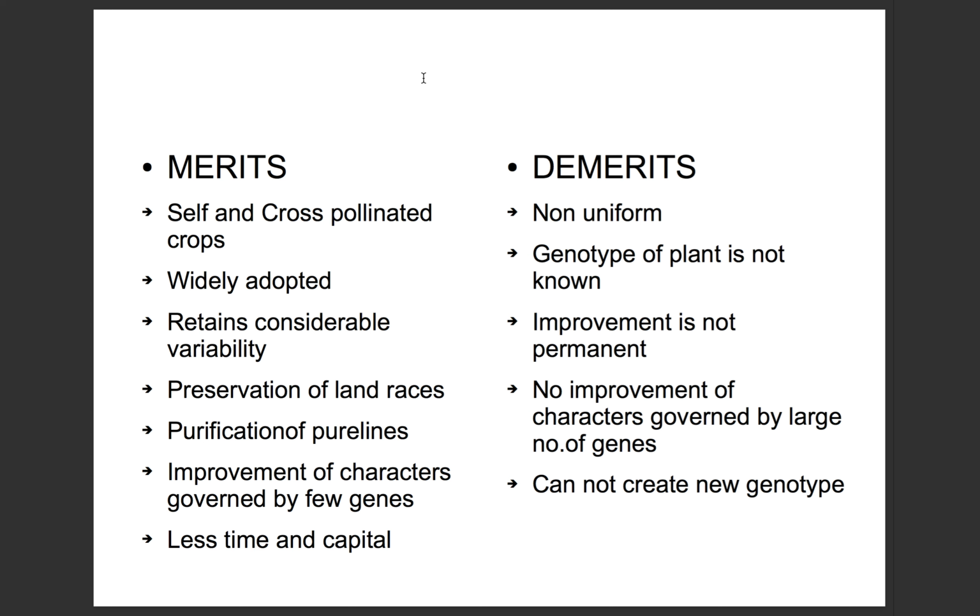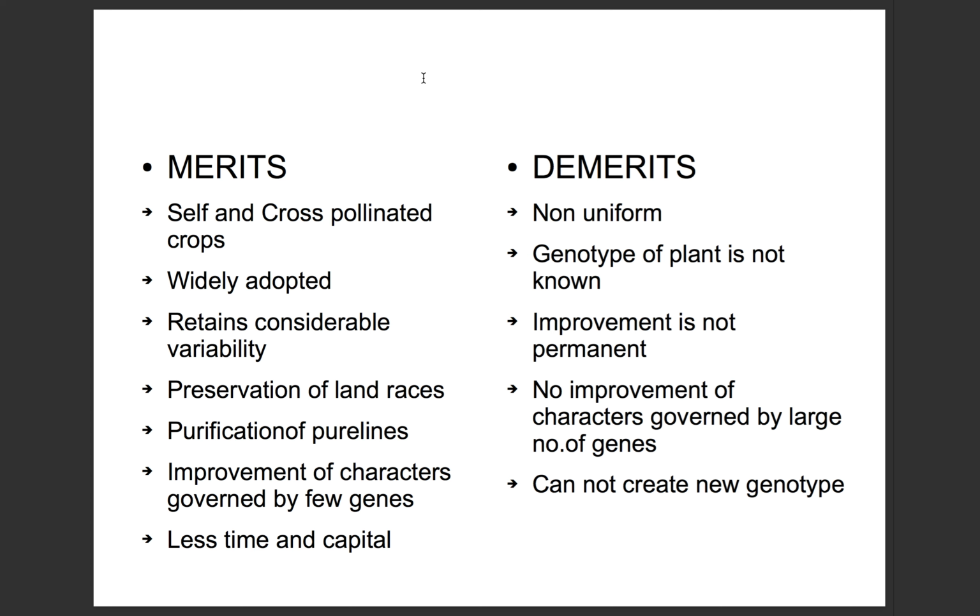If we see the demerits of mass selection, varieties developed through mass selection are not uniform. And since there is no progeny test done in mass selection, the genotype of the selected plant is not known. Progeny test is nothing but evaluation of the performance of a particular individual on the basis of the performance of its progeny.